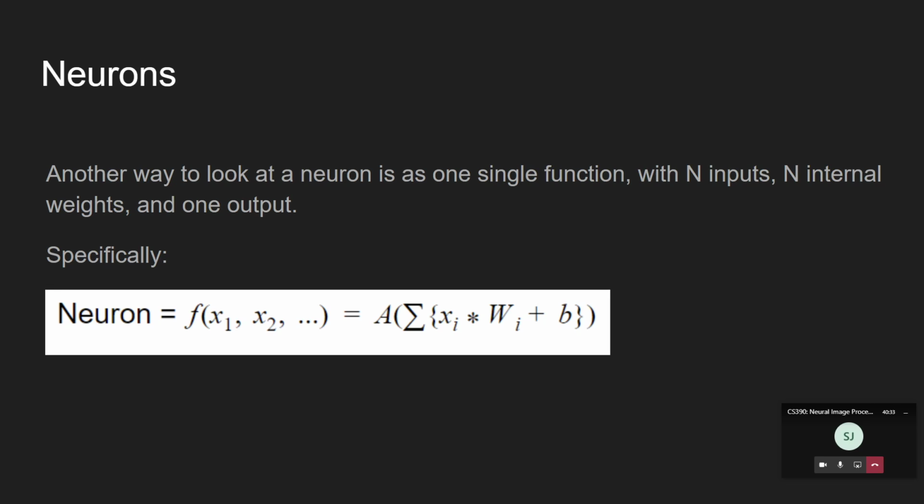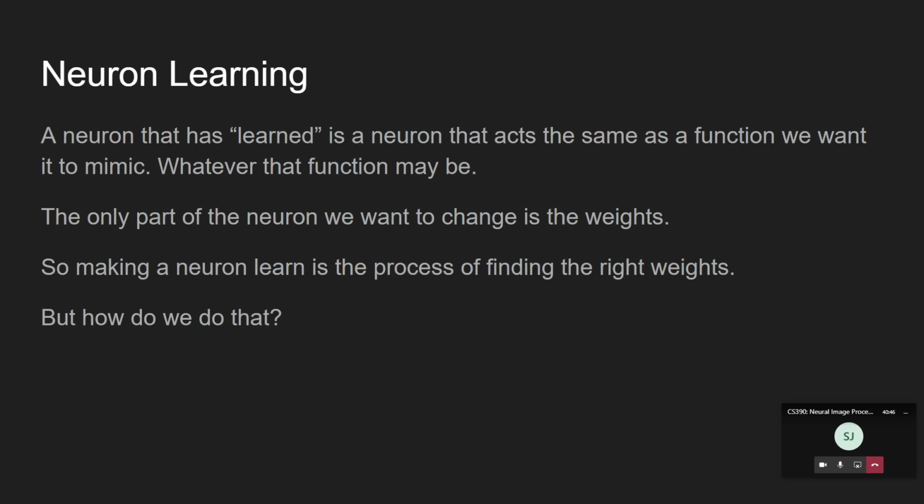Yeah, we have our function here. We have our activation, our sum. This is the same thing we were looking at in that graphical representation, except this time it's as a mathematical function. What we want our neuron to do, though, is to learn to do something. We want it to act in a certain way. We want the function that we made there to mimic another function. That's what learning really is. It's mimicking another underlying function.